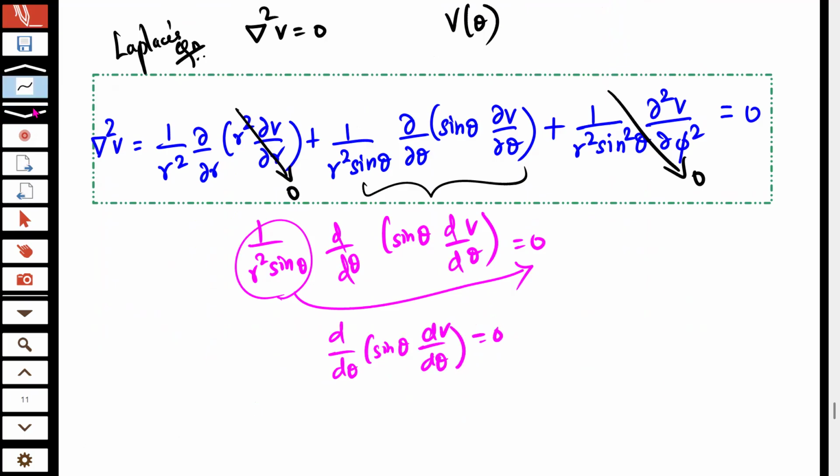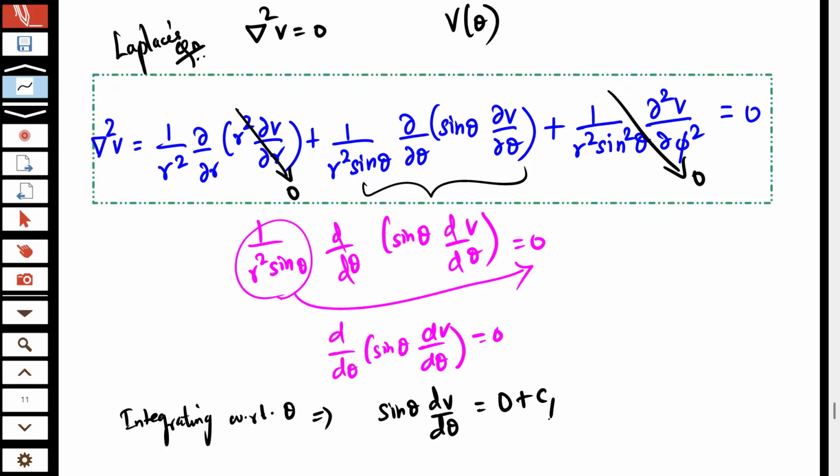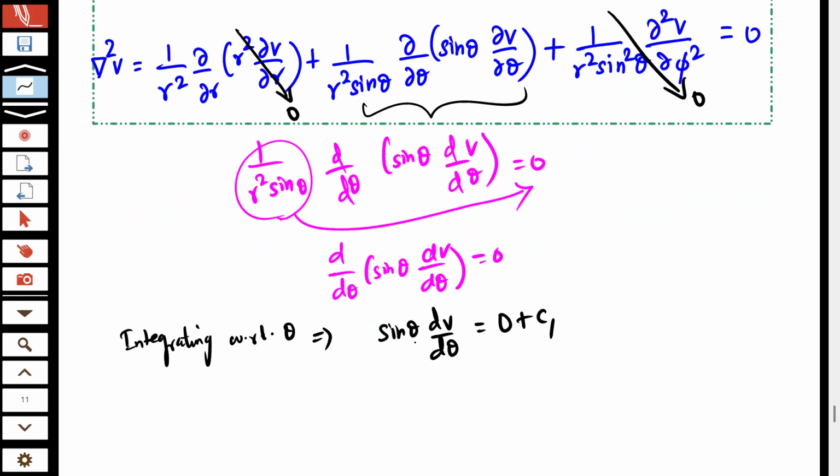Now I have to integrate with respect to theta. So to remove the differentiation once, I'll be doing integration with respect to theta, which will remove differentiation of theta. So left hand side will be sine theta dV by d theta, and the right hand side integration of 0 is 0 plus integration constant C1. Now this sine theta has to be brought to the right hand side, which will give dV by d theta equals C1 by sine theta.